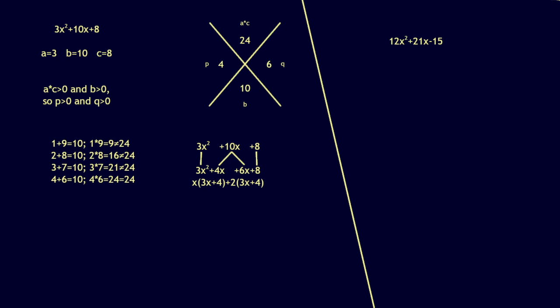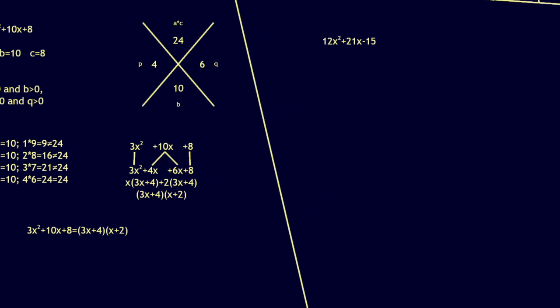Factoring by grouping, the first two terms have an x in common, the last two terms only have a 2 in common. Factoring those out gives us x times 3x plus 4 plus 2 times 3x plus 4. Factoring out the shared 3x plus 4 leaves us at a factored solution of 3x plus 4 times x plus 2.